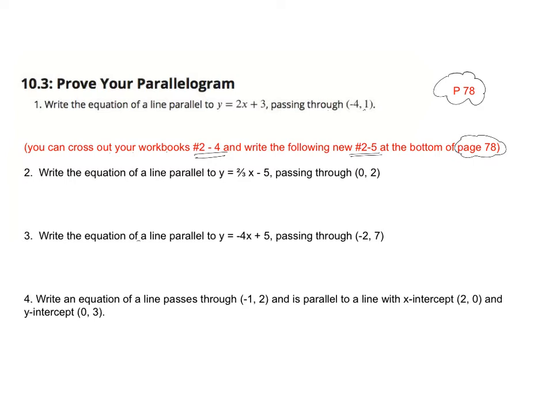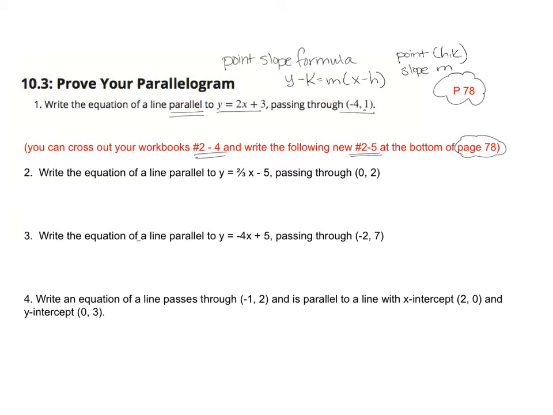So let's go back up and look at number 1. It says write an equation of a line parallel to this line passing through this point. So with this problem, we're going to use our new equation we learned in lesson 9. That was my point slope formula. That was y minus k equals my slope times x minus h, where my point on my line is (h, k) and my slope is m.